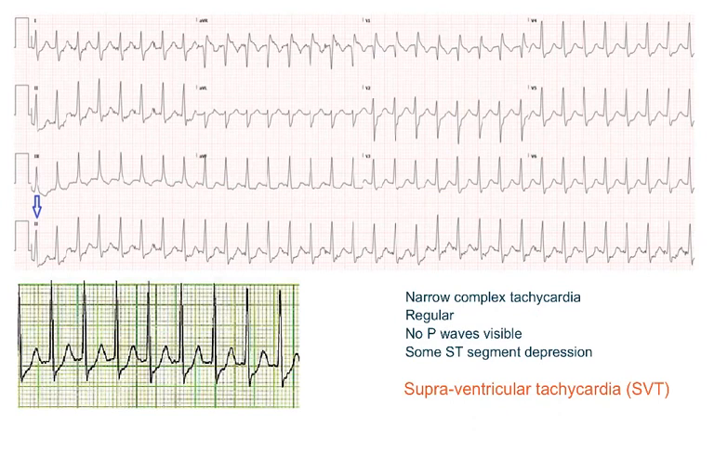So what did we see in this ECG? That it is a narrow complex tachycardia, it is a regular rhythm, P waves are not visible, and there is some ST segment depression. These are all characteristics of supraventricular tachycardia.